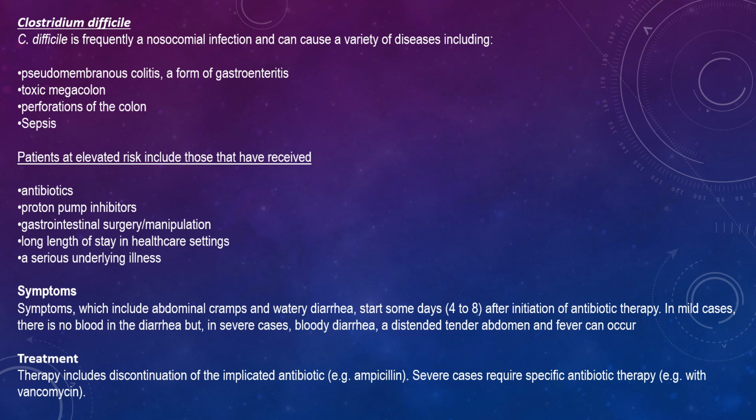In mild cases, there is no blood in the diarrhea, but in severe cases, bloody diarrhea, a distended, tender abdomen, and fever can occur. Treatment includes discontinuation of the implicated antibiotics, such as ampicillin, and severe cases require specific antibiotic therapy, such as vancomycin.